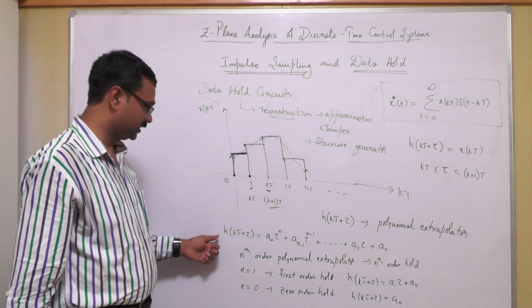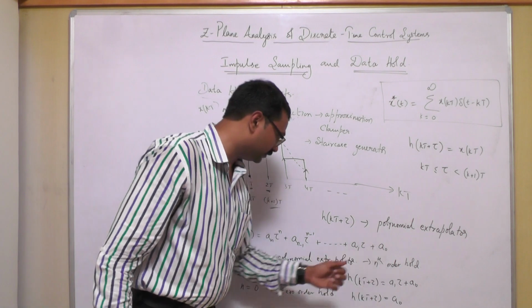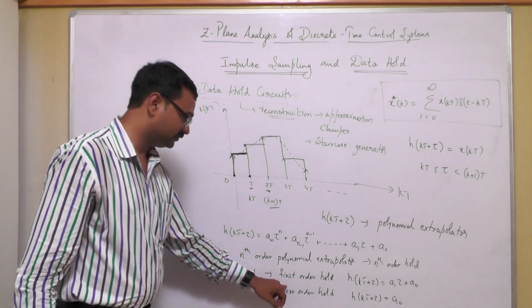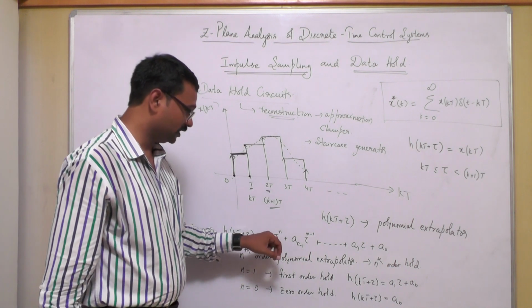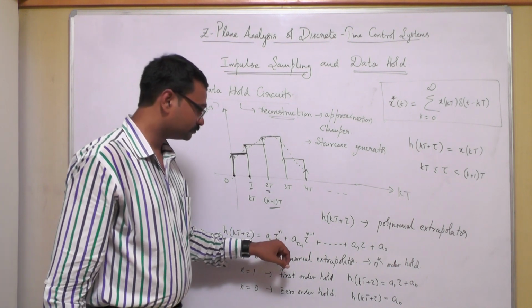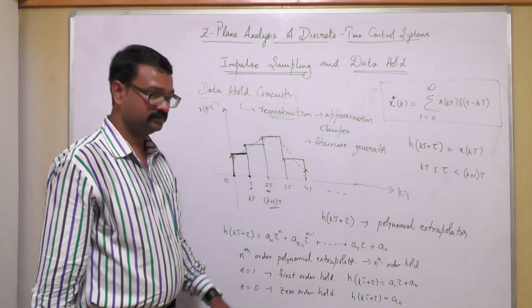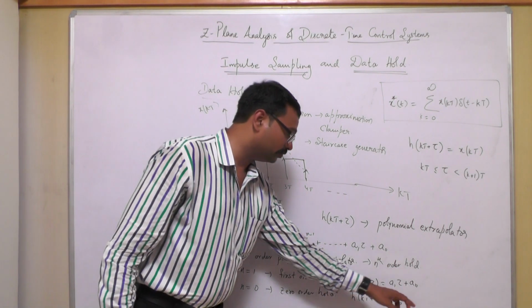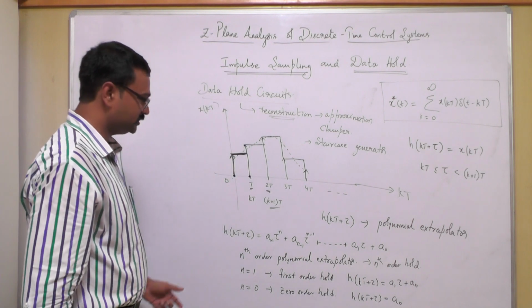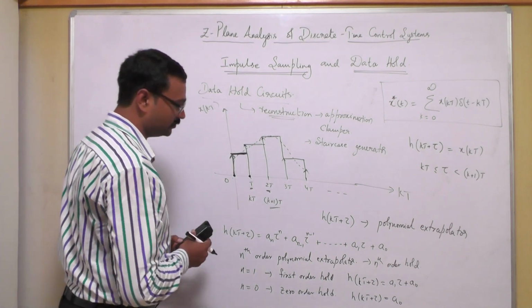From this equation, you can get that h of kt plus tau is equal to a0 for n equal to 0. For n equal to 1, which is a first order hold, you have h of kt plus tau is equal to a1 tau plus a0. Therefore, you are having a1 tau plus a0. Now we will try and understand what this is.